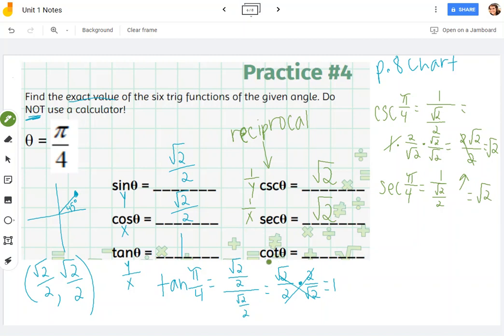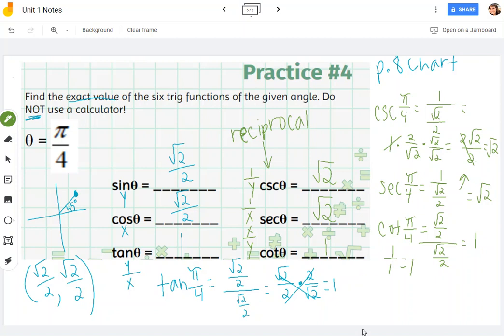And then last but not least, cotangent is the reciprocal of tangent. So we have x over y. So cotangent of pi over 4, our x value is rad 2 over 2 divided by rad 2 over 2. And again, we just end up getting 1 for that one. Or you can even think of, since the tangent was 1, 1 over 1 is just 1.